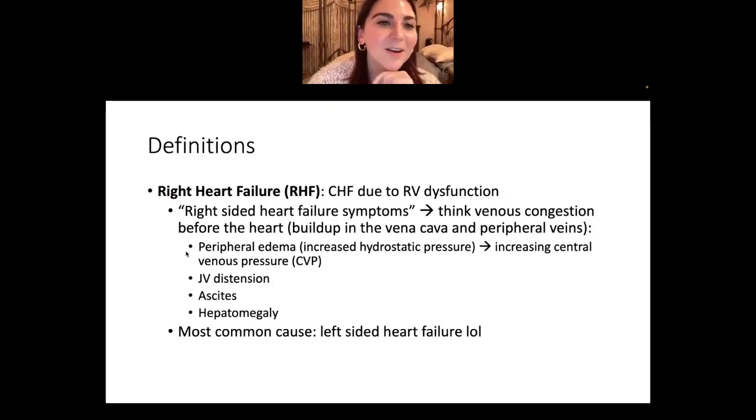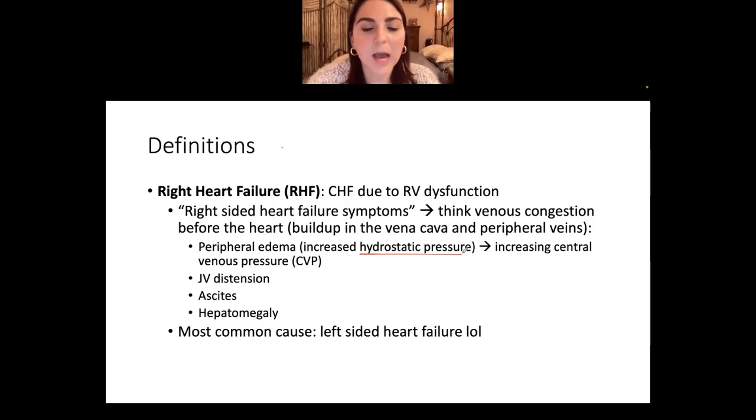All right, so kind of going after that, now thinking about the signs and symptoms. Is it more of a right heart failure thing, or a left heart problem? Right-sided heart failure is CHF due to right ventricular dysfunction. Your right-sided heart failure symptoms are going to be venous congestion; think anything before the heart basically getting backed up with blood. So this is buildup in the vena cava and the peripheral veins, and a lot of the times you see peripheral edema.